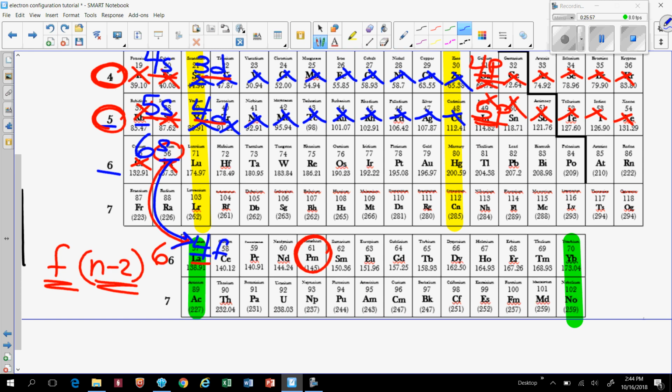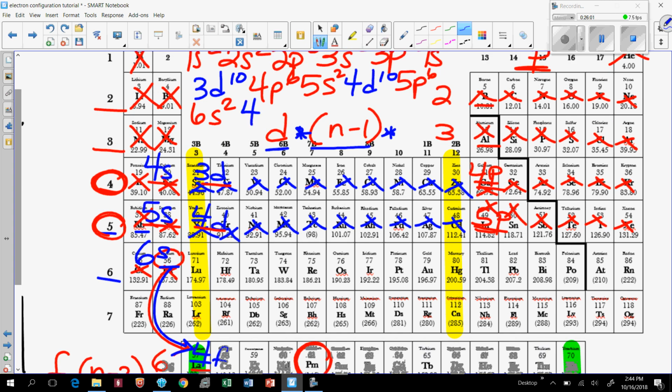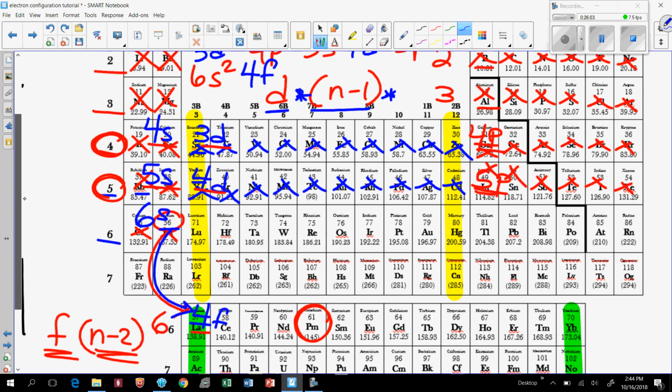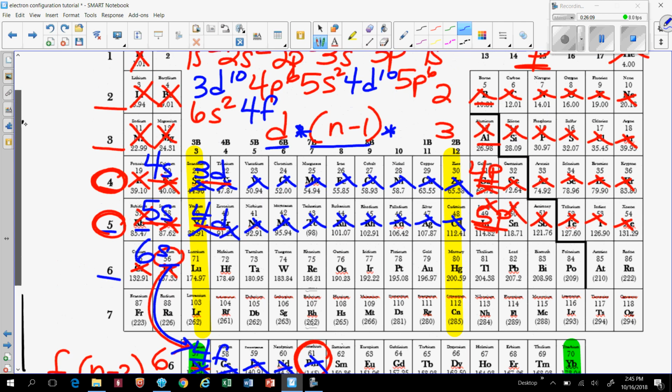So we've gone from 6s to 4f. 56 to 57. Our atomic number told us to do that. So we went from 6s2 to 4f, and we crossed out the elements on our way to promethium. 1, 2, 3, 4, 5. So we have 4f5.